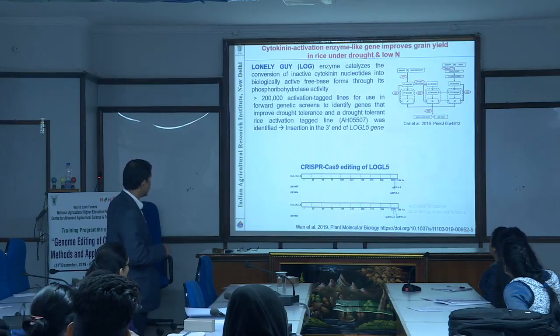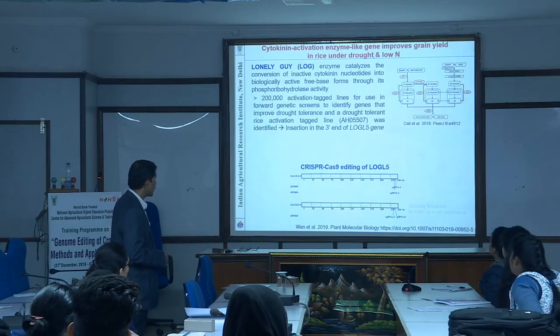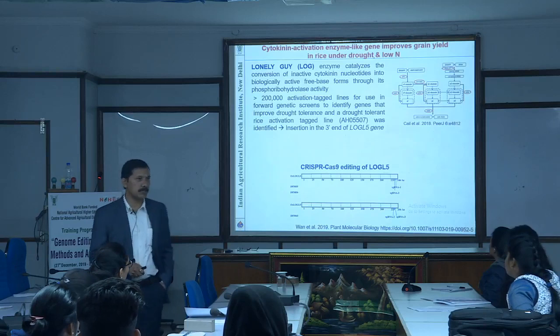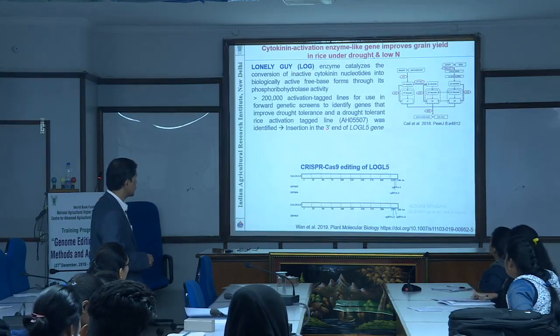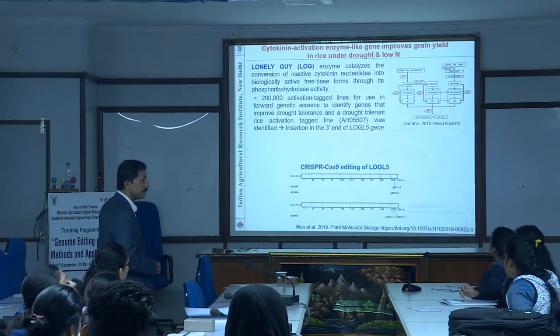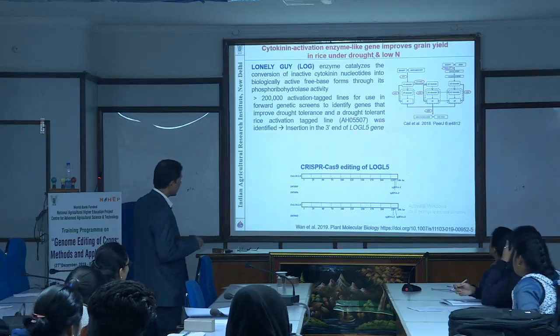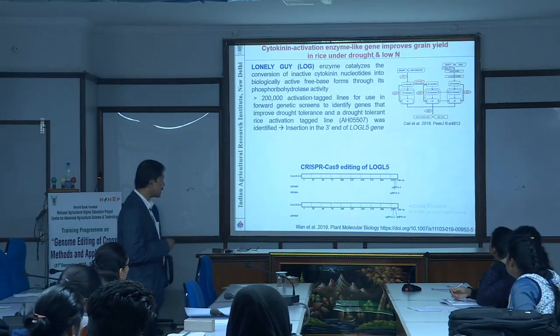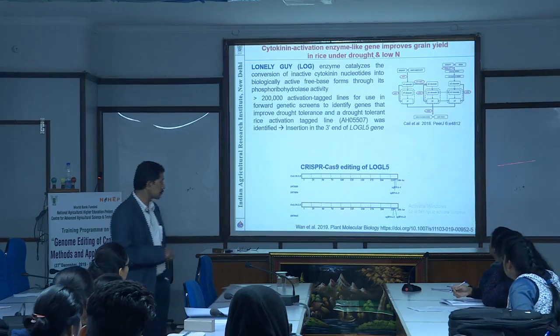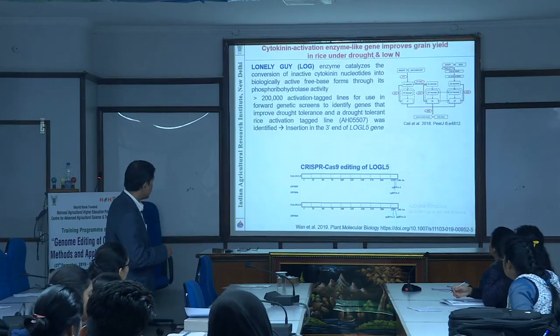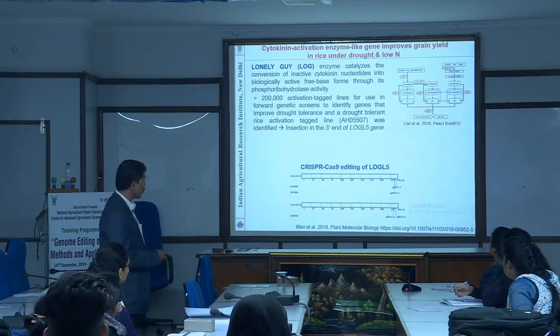So what these people have done is they screened almost 2 lakh activation tag lines of rice. They identified a drought tolerant plant. And when they did the flanking sequence analysis, they found that a T-DNA insertion was there in the 3 prime end of this LOGL5 gene in rice. So the mutation was at the very end of the coding sequence. But this plant was tolerant to drought stress.